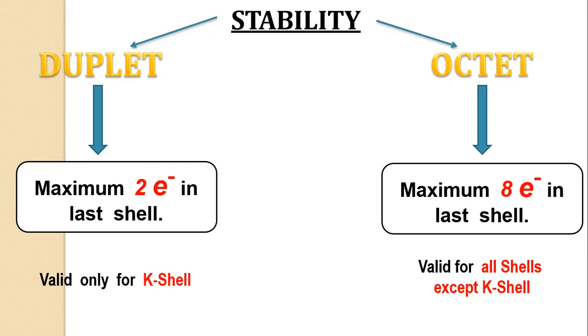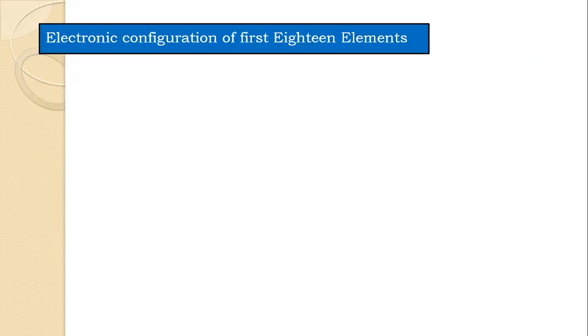Whereas octet state means whenever any other shell is the last shell other than the K shell, it should have 8 electrons. So students, for atoms to achieve stability, they usually exchange or share electrons in order to become duplet or octet. So let us study that by checking the electronic configuration of the first 18 elements.